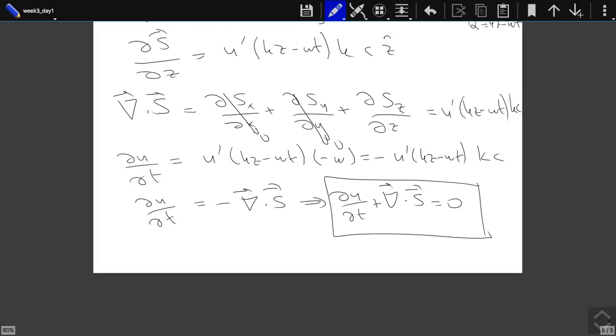The only thing I know is that if the energy in this volume is changing, it is because energy is flowing through my surface.